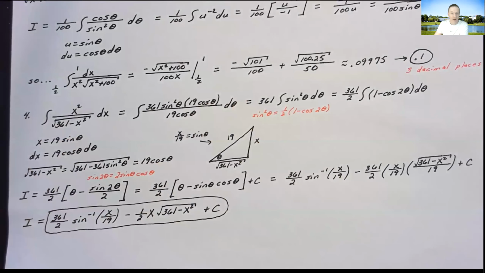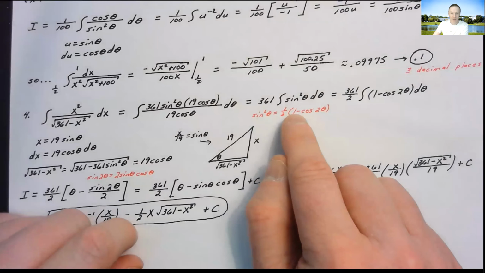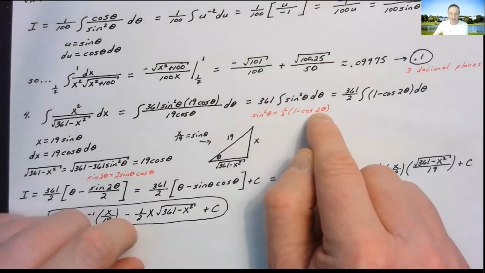We can factor out the 361. Similar to the first problem in this assignment, we're left with sine squared. What you're supposed to remember at that point is you cannot integrate sine squared as it is. You cannot integrate any power of a trig function as is. So we're going to use our power reduction formula that says sine squared is equal to 1/2 times 1 minus the cosine of twice the angle.